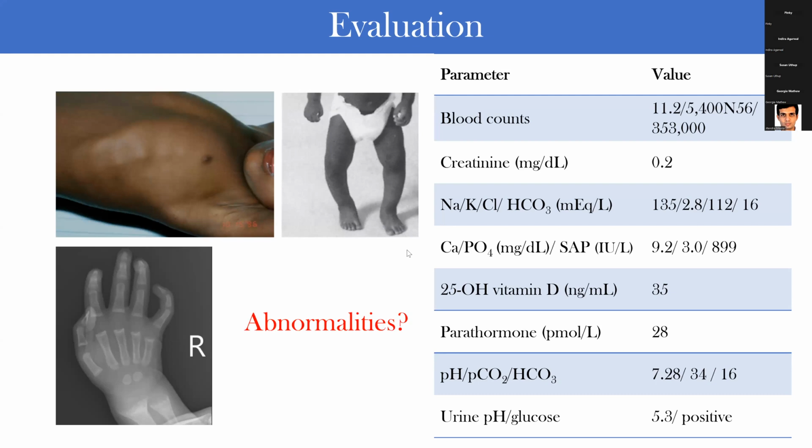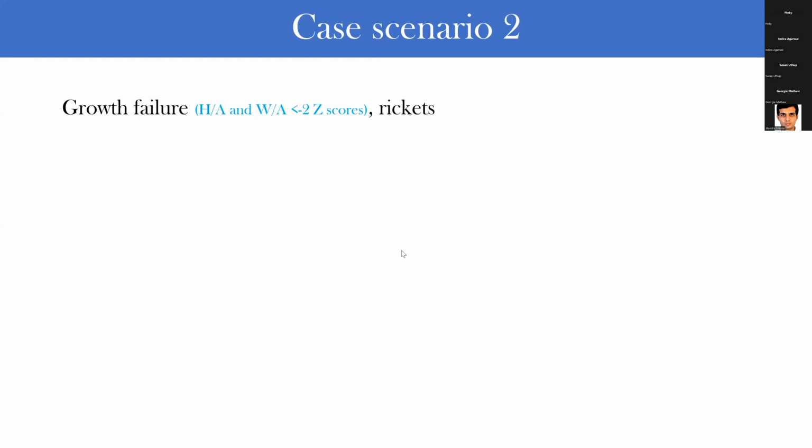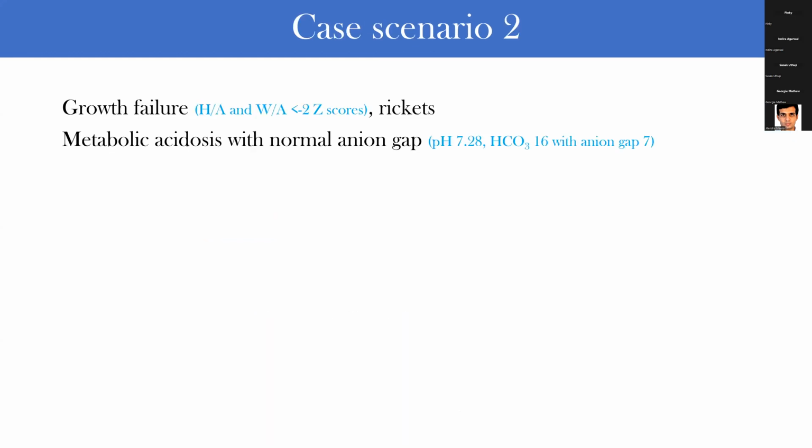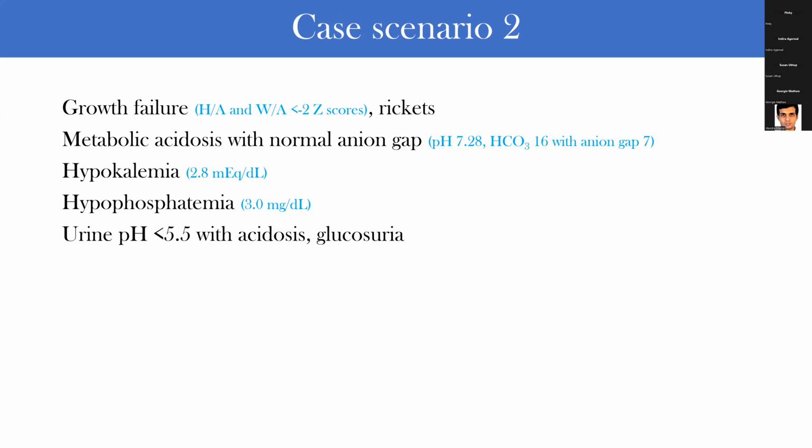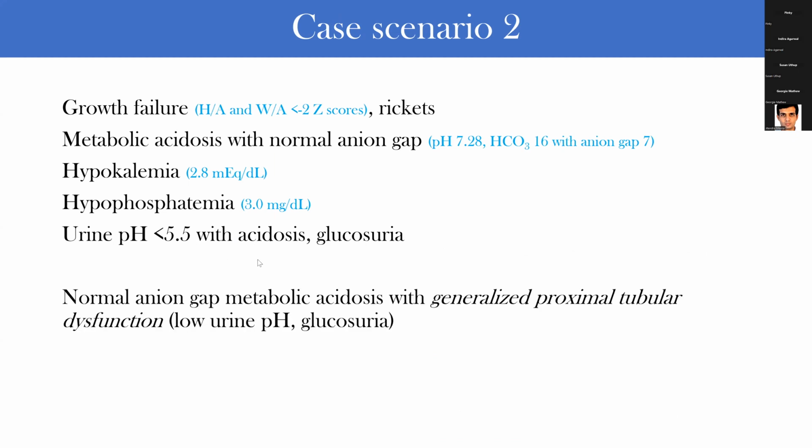Okay, thank you for your answers. So you can see this patient has growth failure with severe stunting, features of rickets, metabolic acidosis with normal anion gap, hypokalemia, hypophosphatemia. One keen-eyed person has pointed out the low phosphate. Yes, that is one I wanted to point out in this session. Urine pH was very low. So you see normal anion gap metabolic acidosis with generalized proximal tubular dysfunction, low urine pH, glucosuria. So you are dealing with a proximal renal tubular dysfunction or proximal renal tubular acidosis.